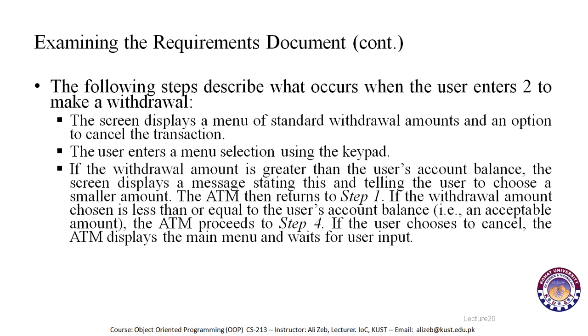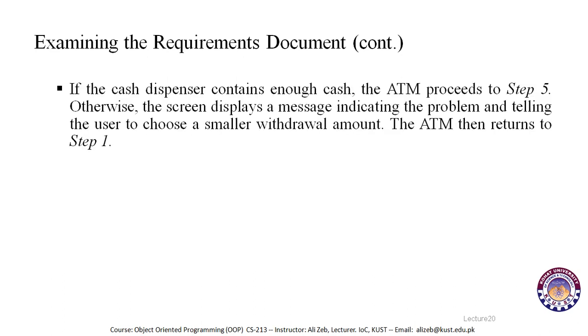If the withdrawal amount chosen is less than or equal to the user's account balance, an acceptable amount, for example, the ATM proceeds to step 4. If the user chooses to cancel, the ATM displays the main menu and waits for user input. If the cash dispenser contains enough cash, now the first validation is that the user must enter an amount that is there in the user's bank account. It should not be more than that.